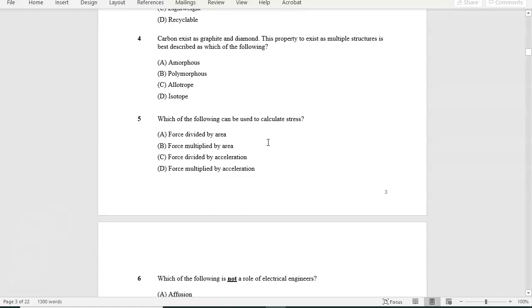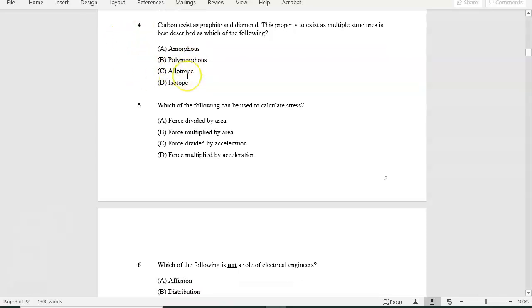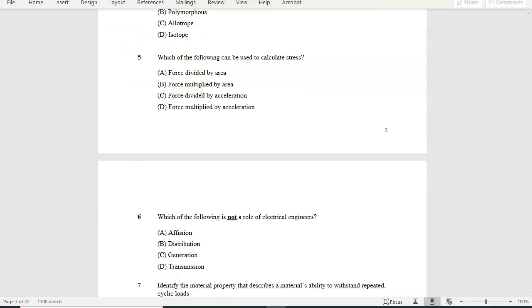Carbon can exist in multiple forms. It can exist as graphite and diamond. This property is described as polymorphous. Now, when I marked the tests, I marked something other than B. So that means that there's going to be some adjustment of marks. I just want people to know that before they see their test. So question 4, the answer is going to be B. I'm just going to pause for a sec.